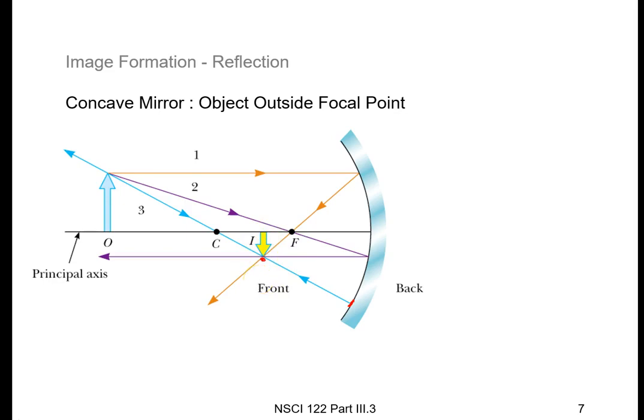So you can see that it is definitely real because it's converging rays, which means if you actually put a piece of paper there, you would see that image on the paper. Now, there are some caveats.